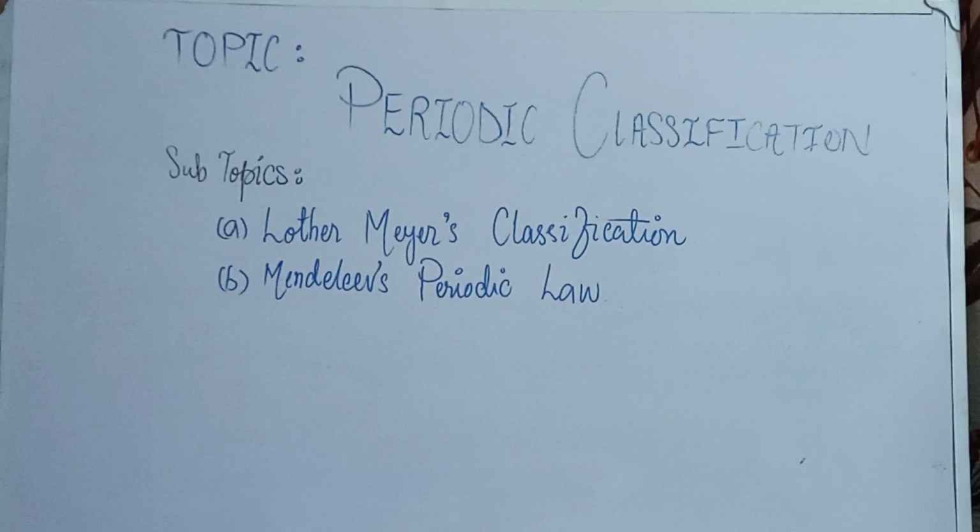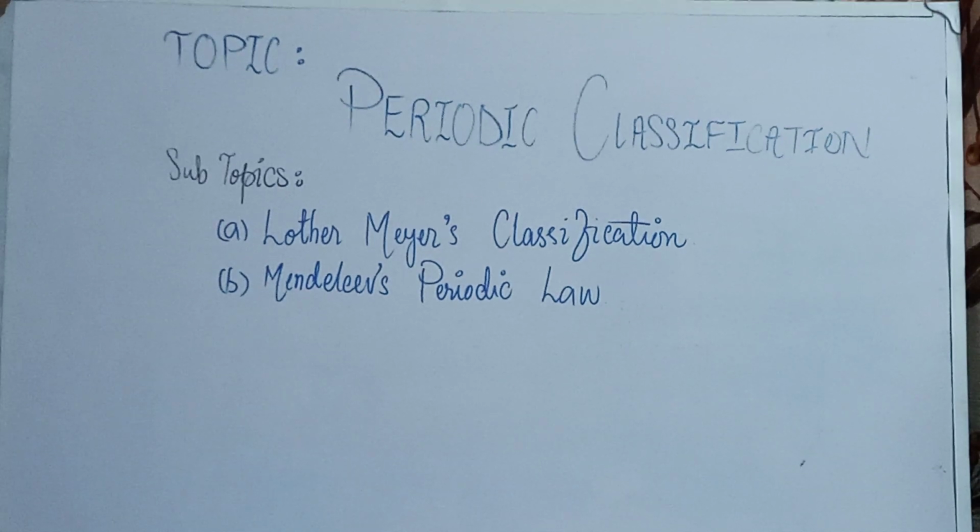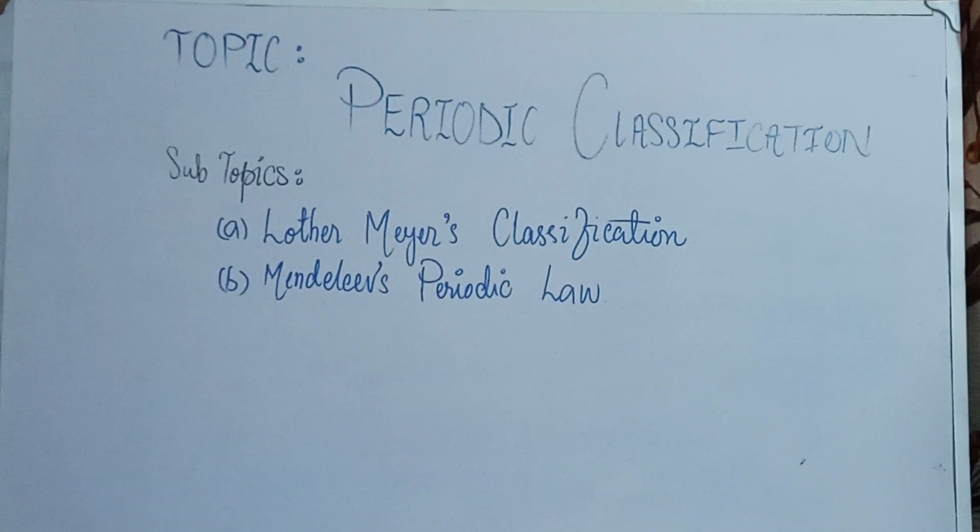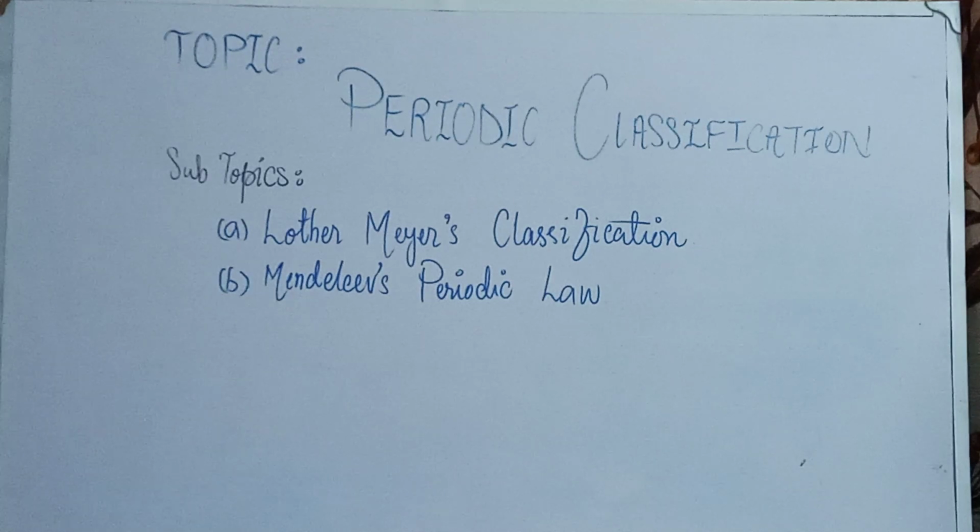In the previous video I discussed two classifications, that are Dobereiner's triads and Newlands' law of octaves. In this video I'll discuss Lothar Meyer's classification and Mendeleev's periodic law and periodic table. So let's start. In Newlands' law of octaves, the periodic arrangement of elements didn't include noble gases because they were not discovered then, and the d-block elements couldn't also be accommodated. So that's why another attempt was made to classify elements.